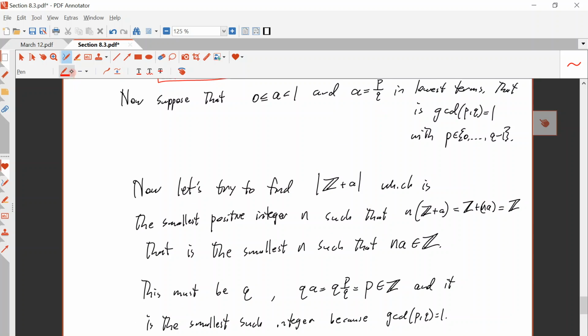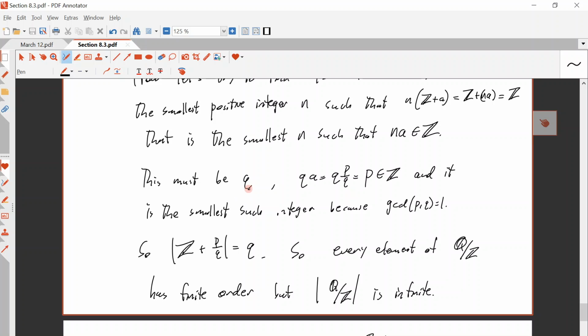But every element in this infinite group has finite order. Interesting example. Every element in the infinite group has finite order. Try to find the order of Z plus a. Well, it's the smallest positive integer n such that n times (Z plus a), which is Z plus na, is Z. That is, for any rational number a, what's the smallest number n such that n times a is an integer? That is the smallest number n such that na is in Z.